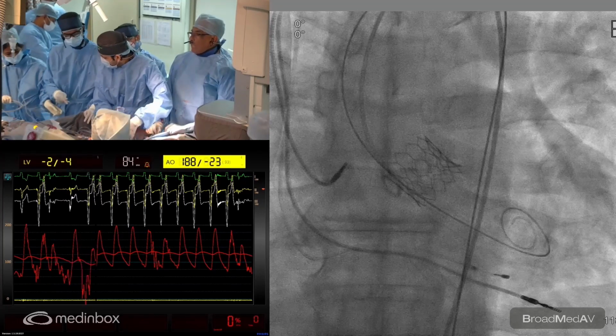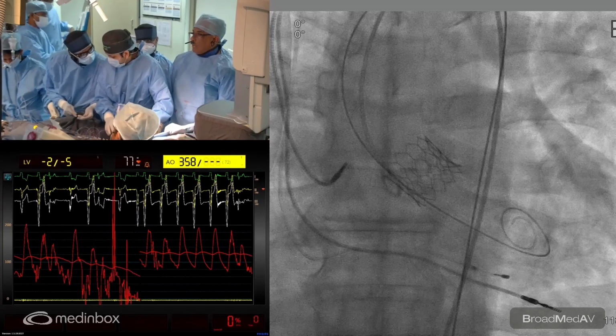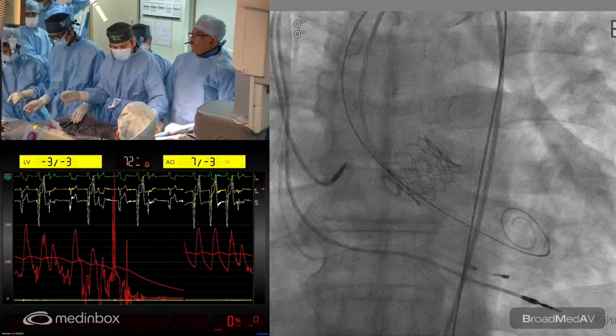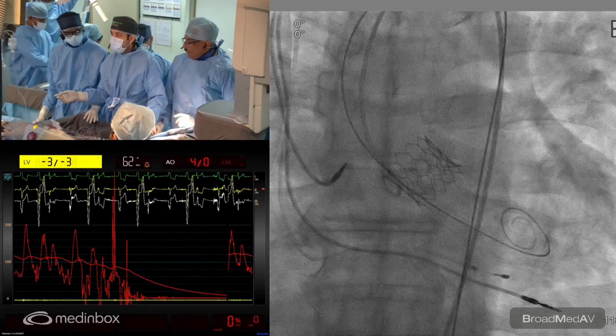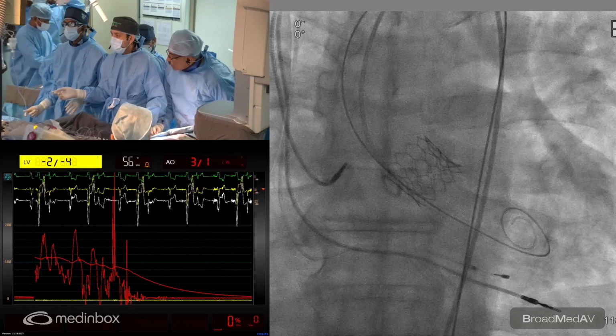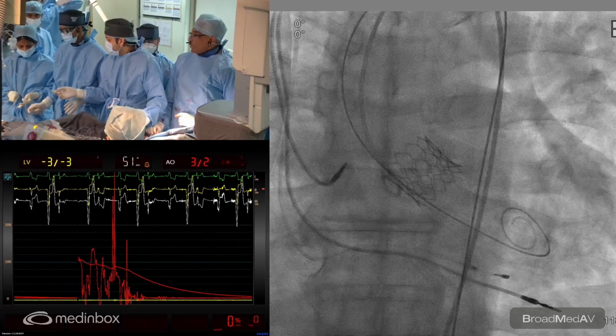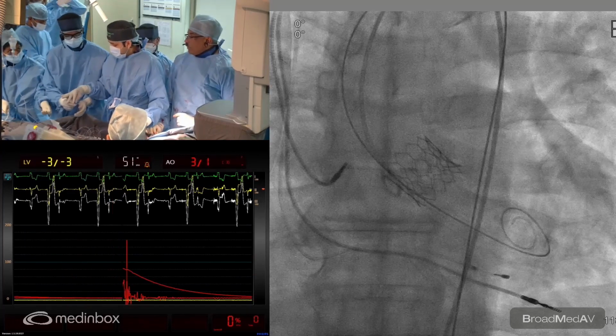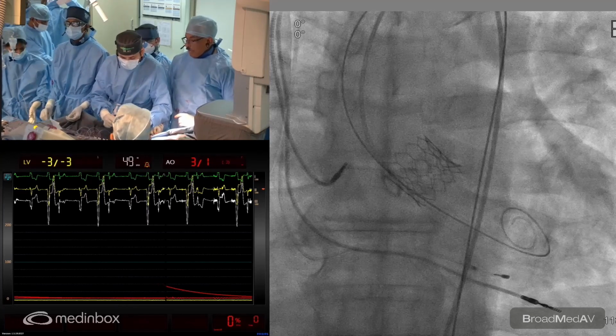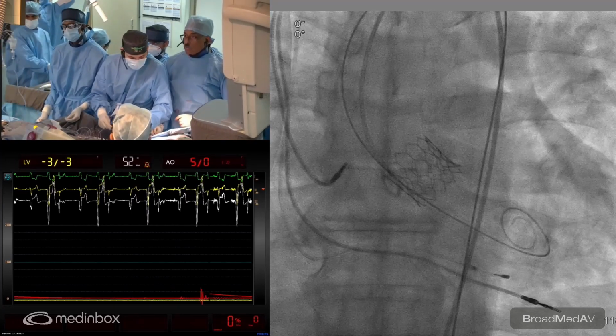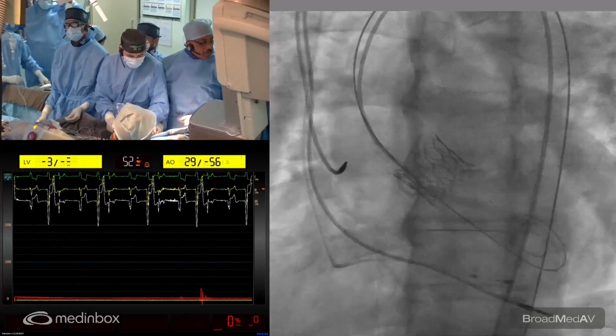So we've had almost three VFs in the last many cases, and we had to defibrillate them. The only worry about the VF is you can embolize the valve when you shock them. So we need to be a little careful, especially because we're giving a long dilatation across a closed valve.